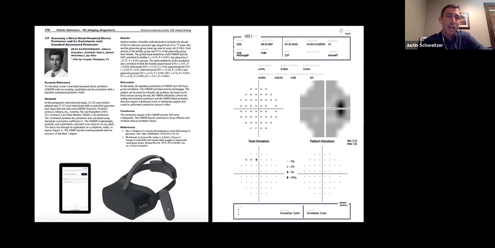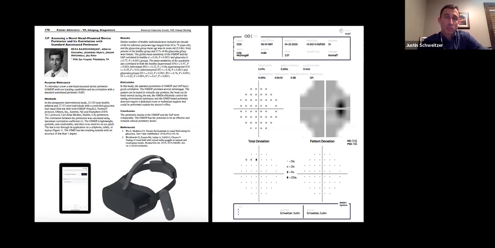The patient does not have to be in a room, obviously. They can be anywhere. They can sit in an exam lane. They can sit in your waiting room. They can tip their head up, down, left, right. Very easy to use once you understand it. They're coming out with a home edition as well, where patients will be able to have visual fields done at home.